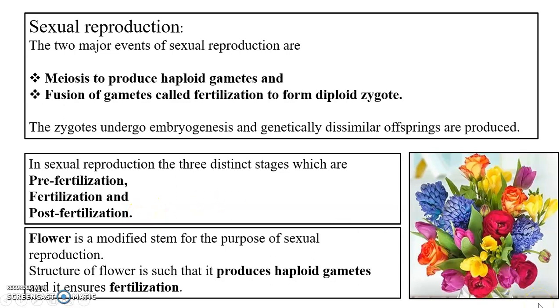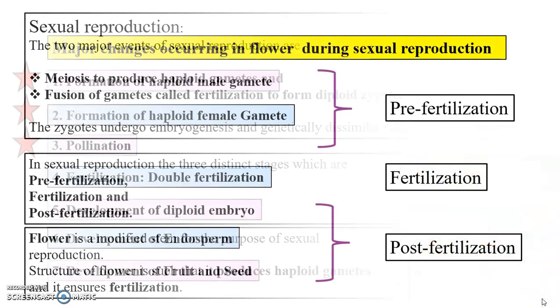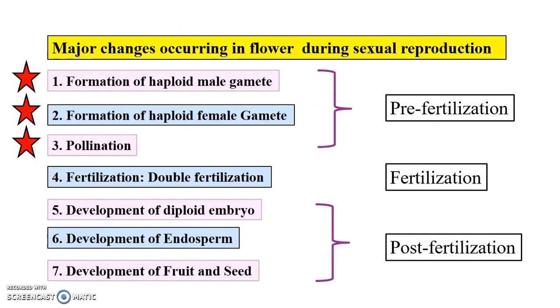In angiospermic plants, a flower is meant for sexual reproduction. It's a modified stem. Here we can see major changes occurring in a flower during sexual reproduction. They are put under three stages: pre-fertilization, fertilization, and post-fertilization. We have already completed the discussion of the changes in the pre-fertilization stage. Let us discuss the second stage, fertilization.